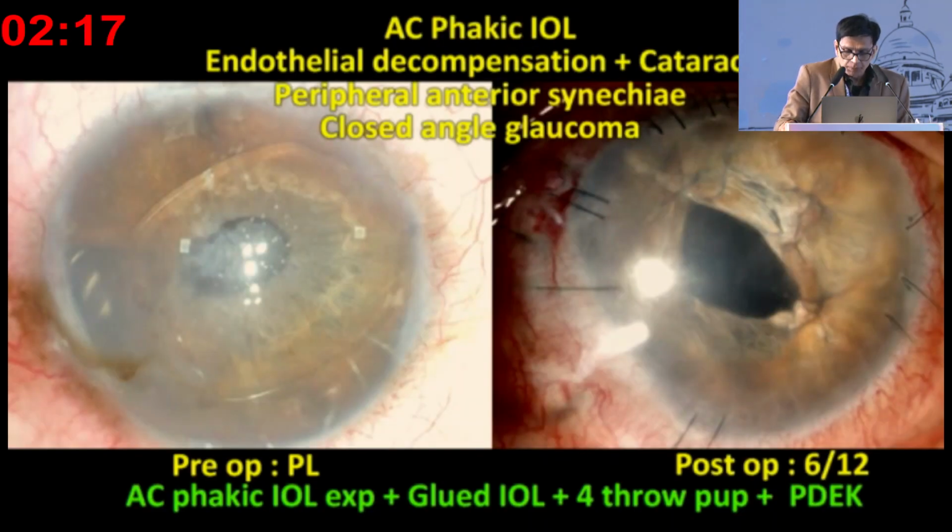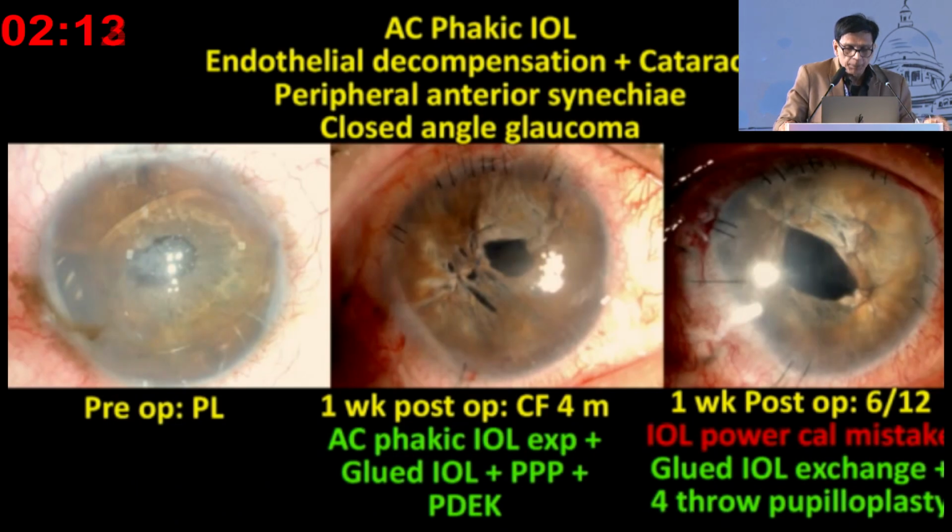Now the question is, post-operatively, patient improved to 6/12. So if you see pre-operatively, patient was PL. We did anterior chamber phakic IOL explantation. We did the glued IOL. We did the pinhole pupillasty. We did the PDEC, but made a mistake in the IOL power calculation. So we had to do a glued IOL exchange and again do a 4th row pupilloplasty. The patient vision improved to 6/12.